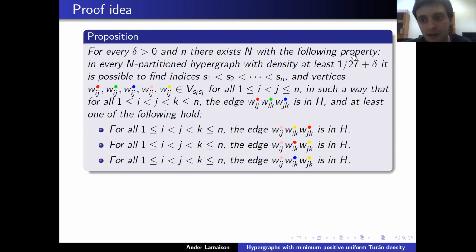Because we are going to talk about the threshold that occurs at density 1/27, we are going to require to have n-partition hypergraphs which have density at least some constant greater than 1/27. And instead of finding three vertices, 3 colored vertices, we are going to find 5 colored vertices. And that's because we are looking at coloring schemes that use 5 colors each.